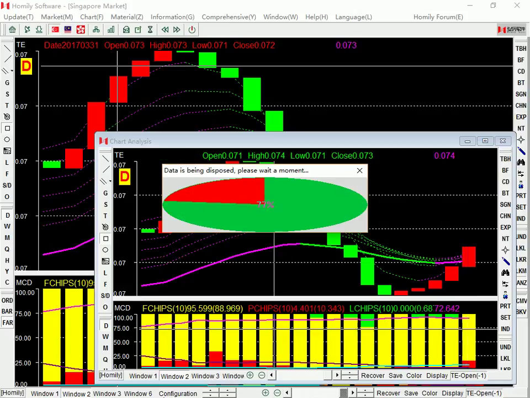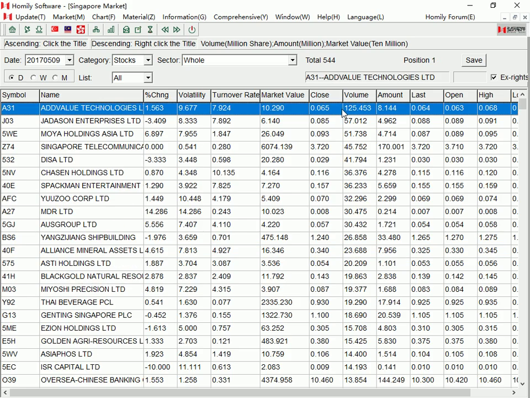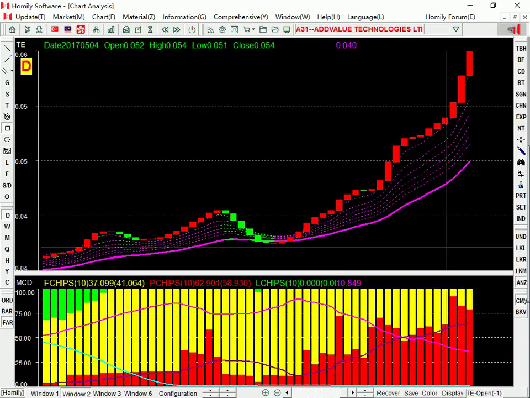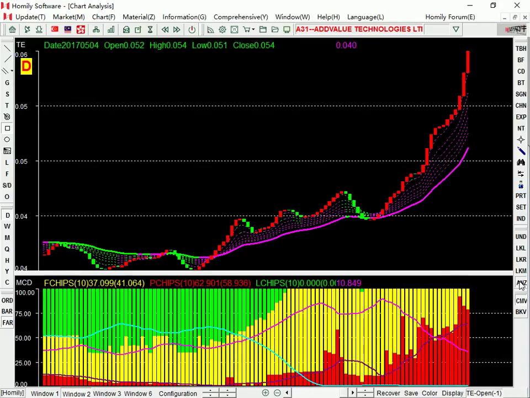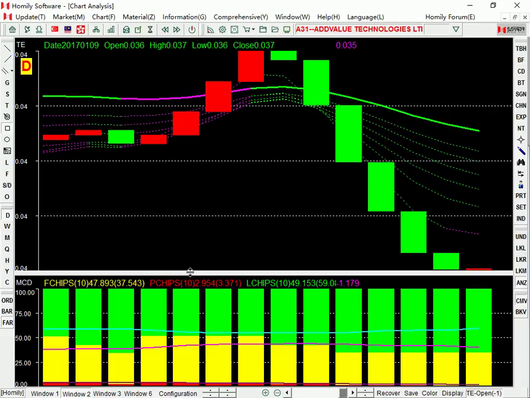Okay, then we check. The first one, let's see this start. Okay, so within 3 days, we just check this one. This one can be the first candlestick.